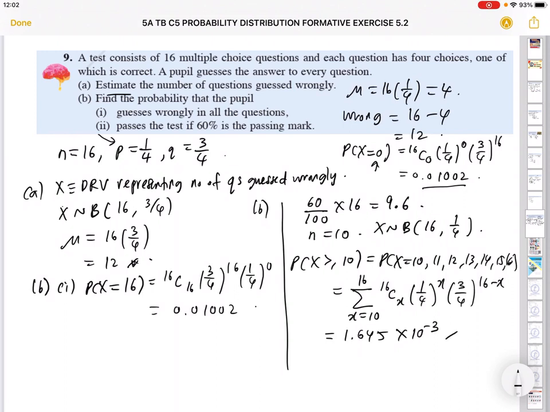I want you to understand this. We are talking about a student passing a test. A student can pass a test if they get 10 correct, 11 correct, 12 correct, all the way until 16 correct. In the textbook, they only give 1.359, and I guess this is based on x equals 10, which is not correct, because if you get 10 correct, you pass the test. How about if you get 11, 12, 13, 14, 15 correct? So you need to take the sum from 10 to 16 all the way. And the correct value is 1.645 times 10 power negative 3.